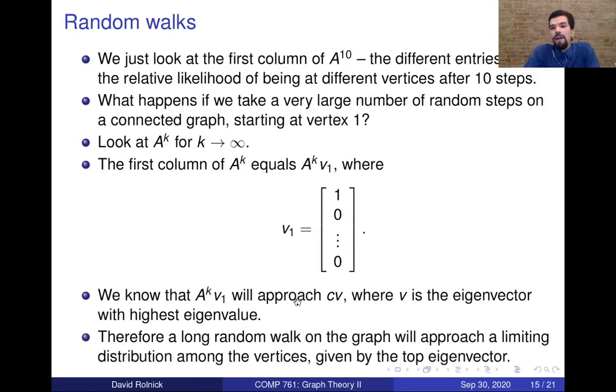So, a long random walk on the graph is going to approach a limiting distribution among the vertices, which is just the top eigenvector. A to the k times the starting vector is going to be some very large, probably, multiple of the top eigenvector. But if you look at just the probability distribution, it's going to be the ratio of all the elements in the top eigenvector. So if you just wander around a graph, and graphs can represent basically any random walk pattern, you're going to eventually end up with a limiting distribution, which is just the top eigenvector of the adjacency matrix for that graph.